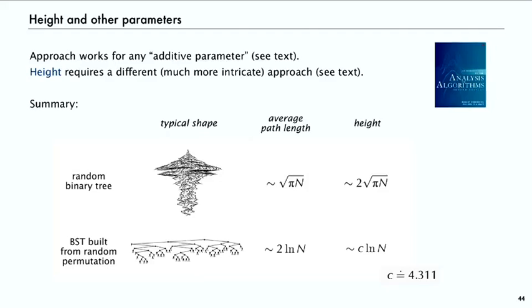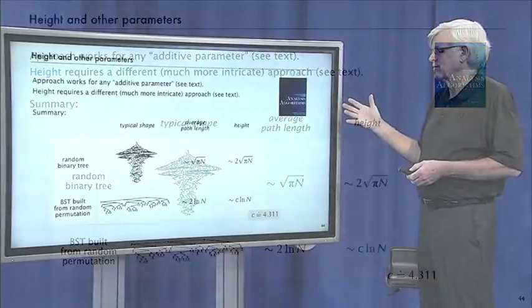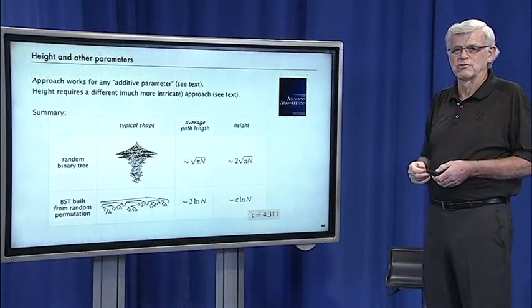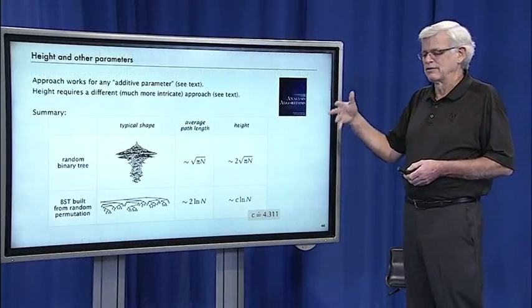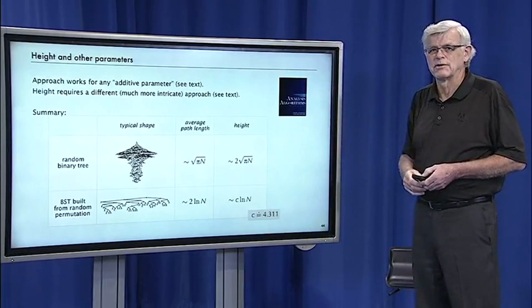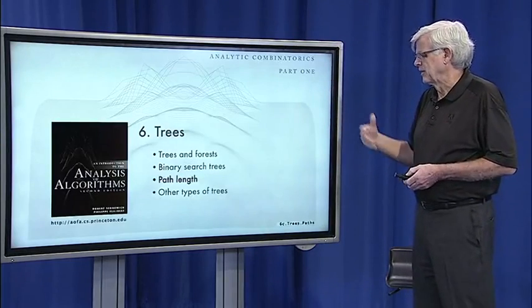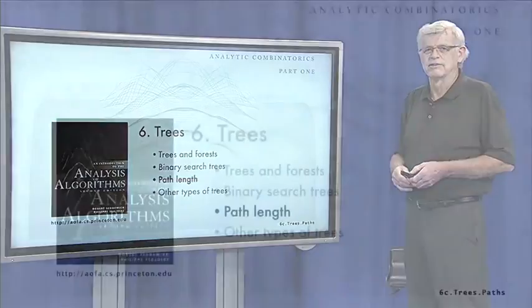And again, there's lots of things that you might want to study about trees, and I've only really talked in detail about path length, but you can find plenty of examples in the book that show that the same approach works for many other tree parameters as well, and certainly don't have time to talk about all of them in this lecture. That's a summary of the study of path length in trees.